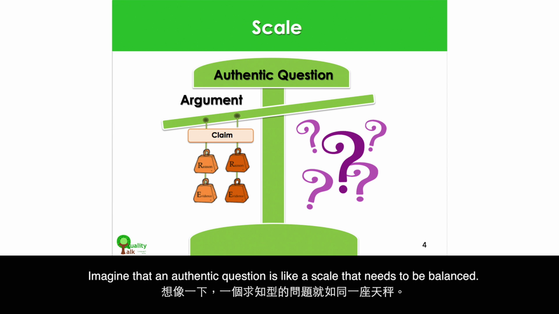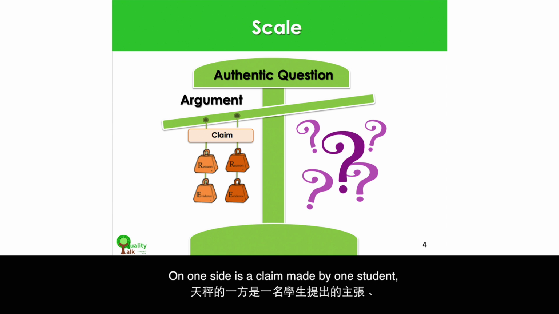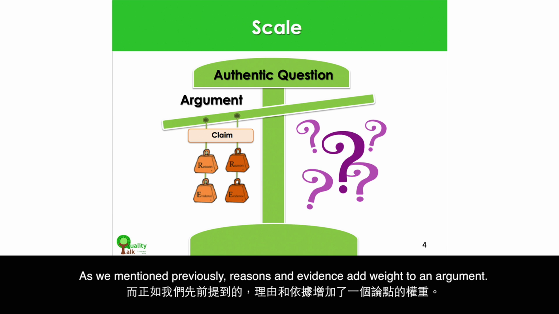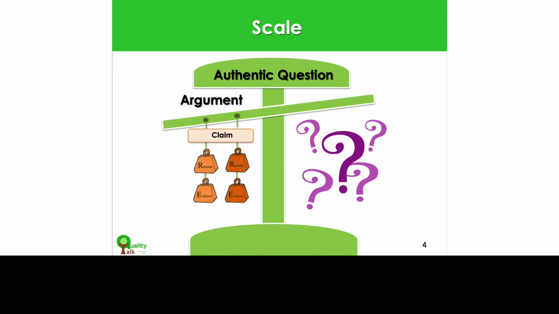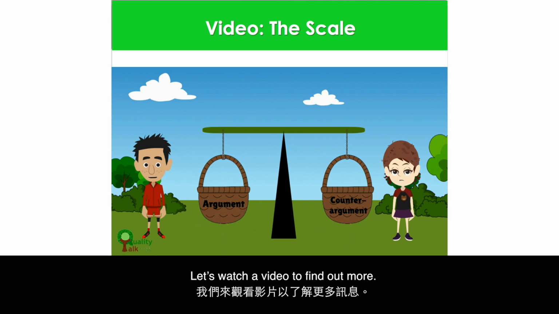Imagine that an authentic question is like a scale that needs to be balanced. On one side is a claim made by one student with several reasons and pieces of evidence provided. As we mentioned previously, reasons and evidence add weight to an argument. A well-developed argument, therefore, is heavy and tilts the scale. What should we do to balance the scale? Let's watch a video to find out more.